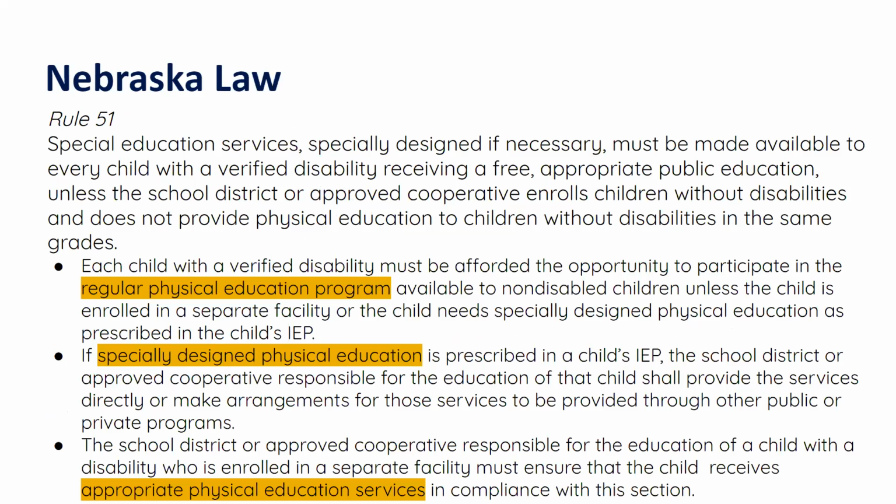Nebraska law under Rule 51 goes further to identify that all students should have equal opportunity and access to regular physical education programs, unless the child is enrolled in a separate facility or the child's needs specifically call for an adaptive system. If specifically designed physical education is necessary, it becomes the LEA's responsibility to ensure that the guidance from the Nebraska Department of Education is followed regarding adaptive physical education.